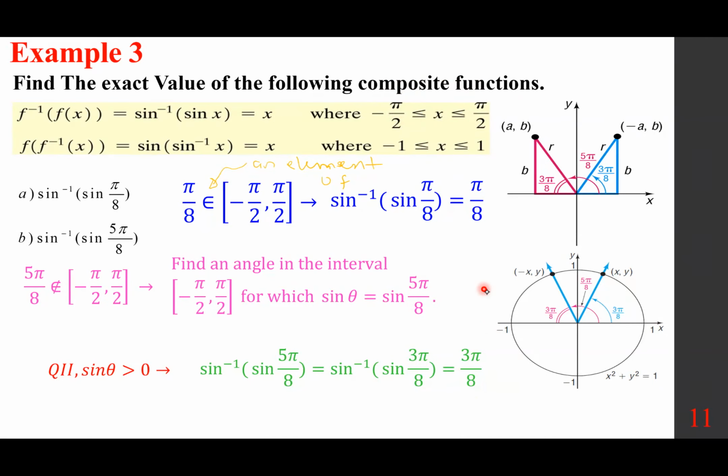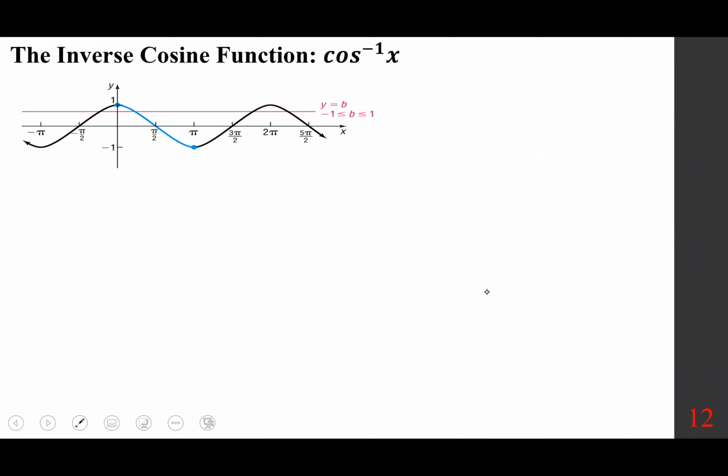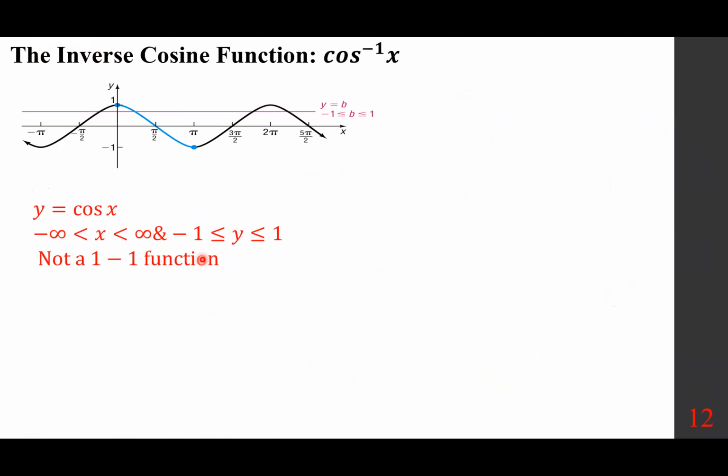Let's look at cosine. y equals cosine x. The domain is all real numbers. The range is -1 to 1, and this is not a one-to-one function either. It fails the horizontal line test as well. So how do you come up with the inverse? You have to restrict it such that it is a one-to-one function. And the restriction takes place from 0 to pi.